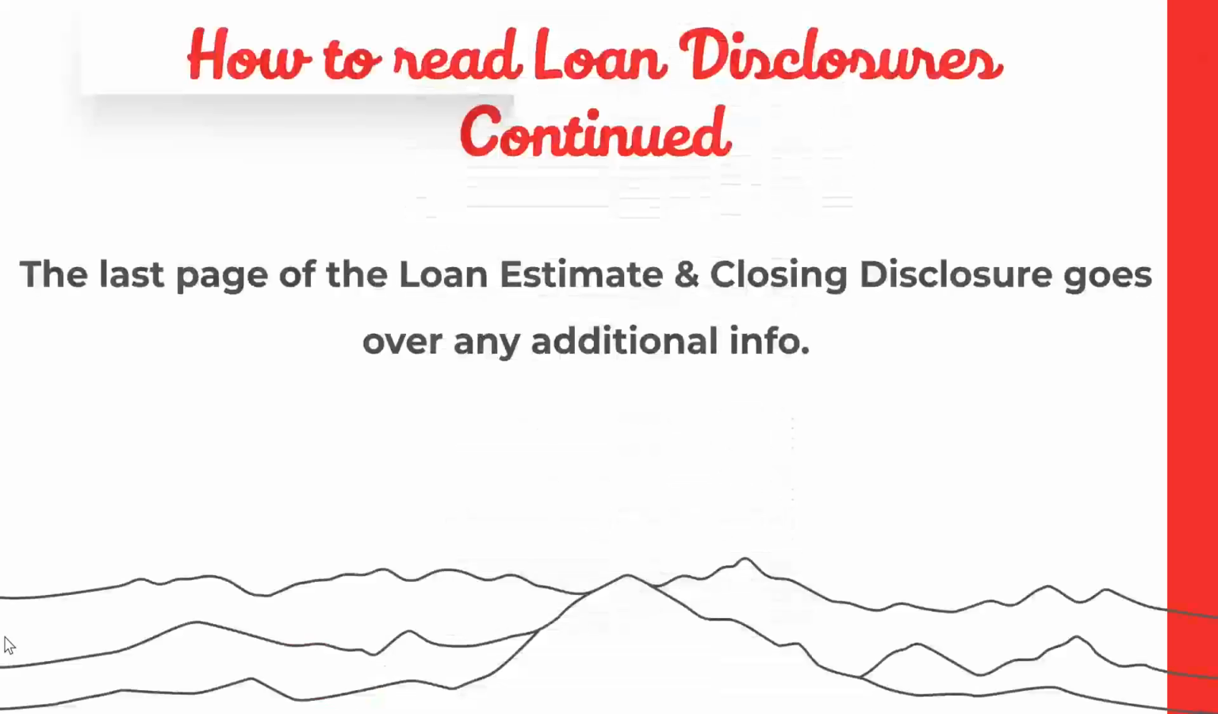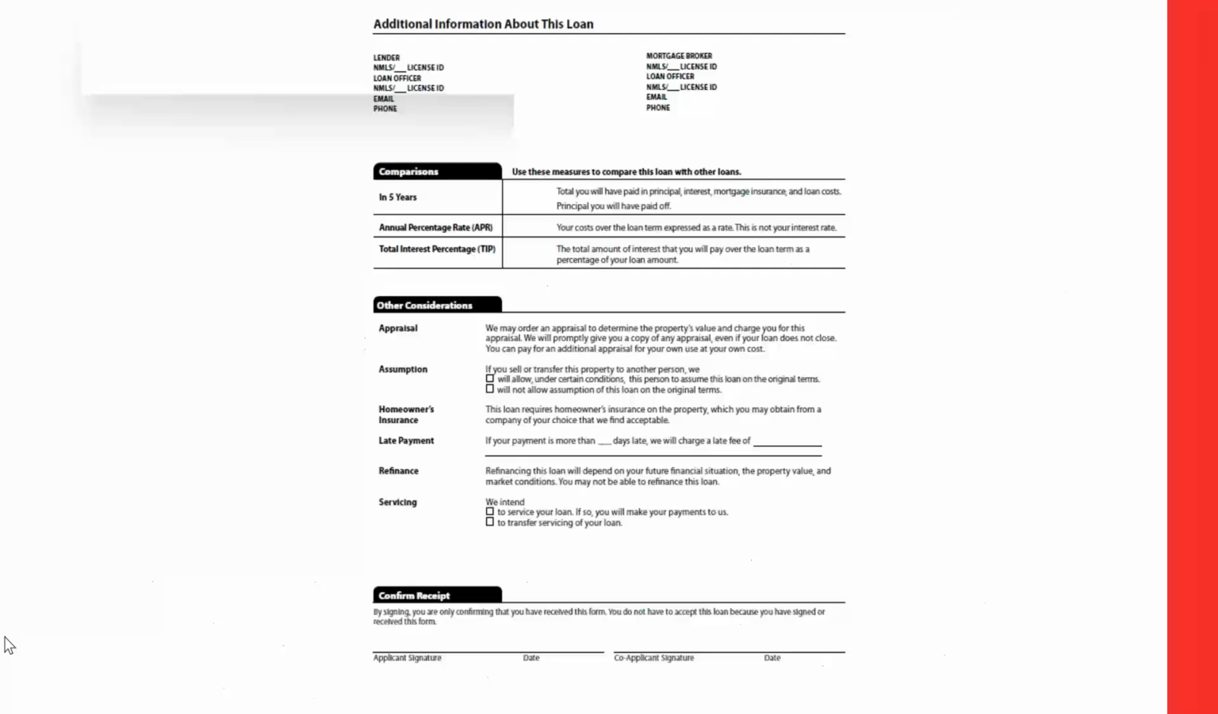The last page of the loan estimate and closing disclosure goes over additional information, such as the lender information, my information. So if you needed to get in contact with me, you can. It will show you the comparison, so your APR or your annual percentage rate and total interest percentage, as well as late payment information, servicing information. This will show who keeps the rights and who you make your payments to.